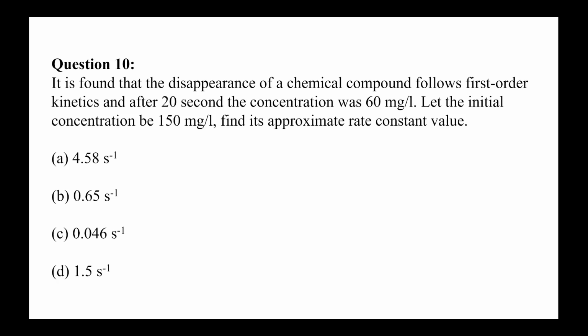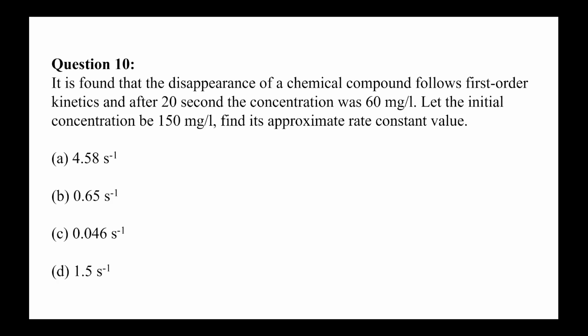Question number 10. It is found that the disappearance of a chemical compound follows first order kinetics, and after 20 seconds the concentration was 60 mg per liter. Let the initial concentration be 150 mg per liter. Find its approximate rate constant value. So you have the order of the reaction given, it's again first order kinetics, so you know what formula to be used.